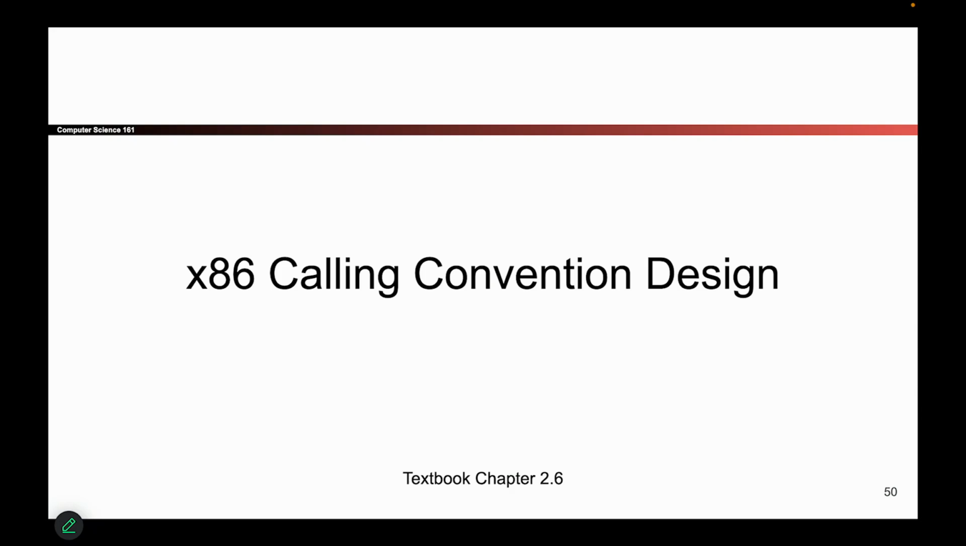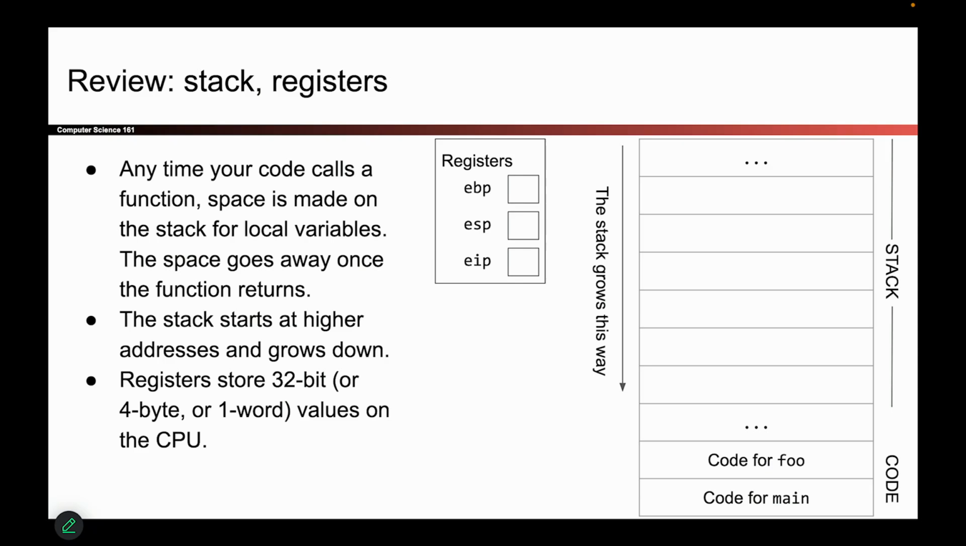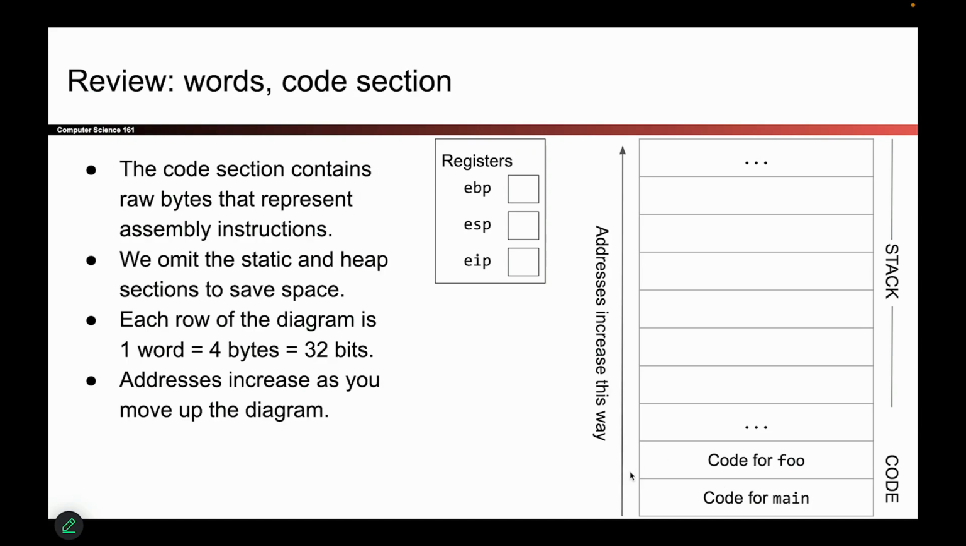OK. So now we're going to design the thing we just said. So to draw the picture one more time, there are 3 registers we care about. The stack grows down, which means if you need more space, we're going to allocate space lower down in the stack. And as mentioned before, down here in the code section, we have the code for foo and the code for main. So this is all the same picture as before. And just to give you a couple more reminders, addresses increase from the bottom of the diagram to the top of the diagram. These are all things you've seen before. Each row represents 4 bytes, also something you've seen before. So just orienting you in this diagram.